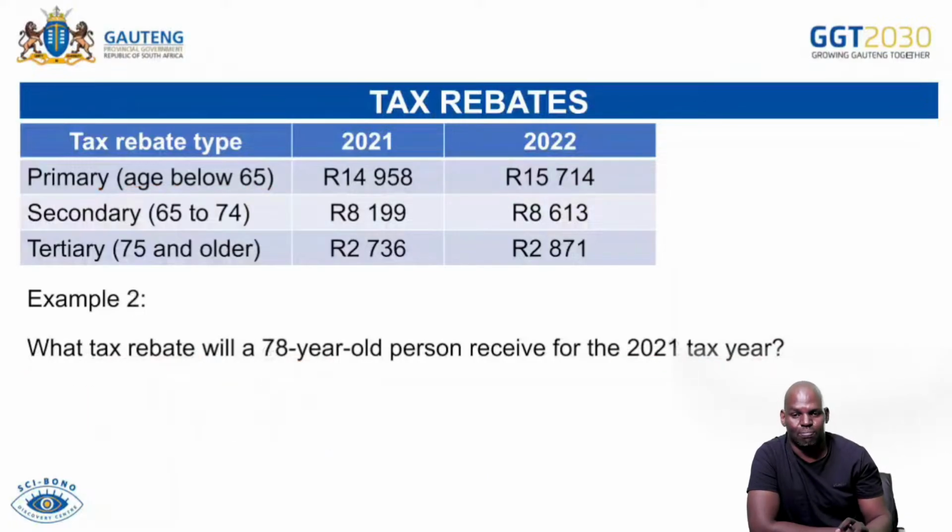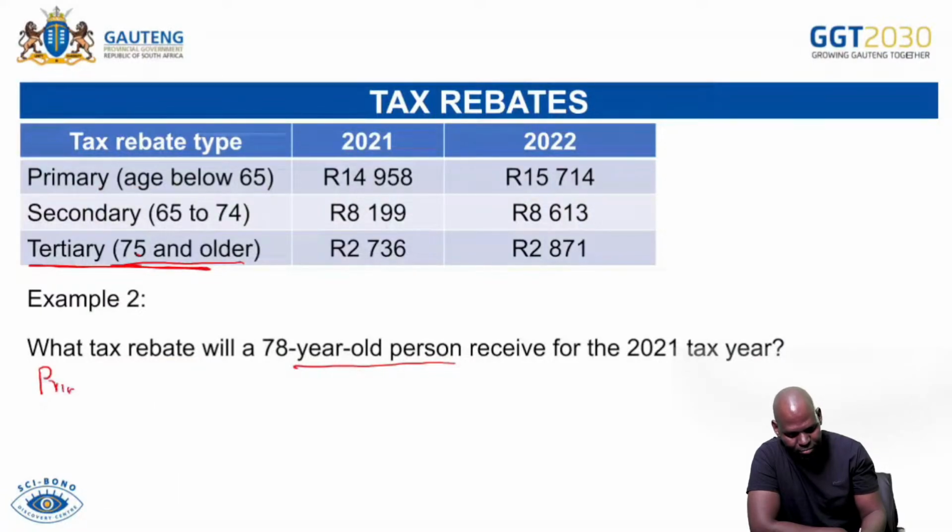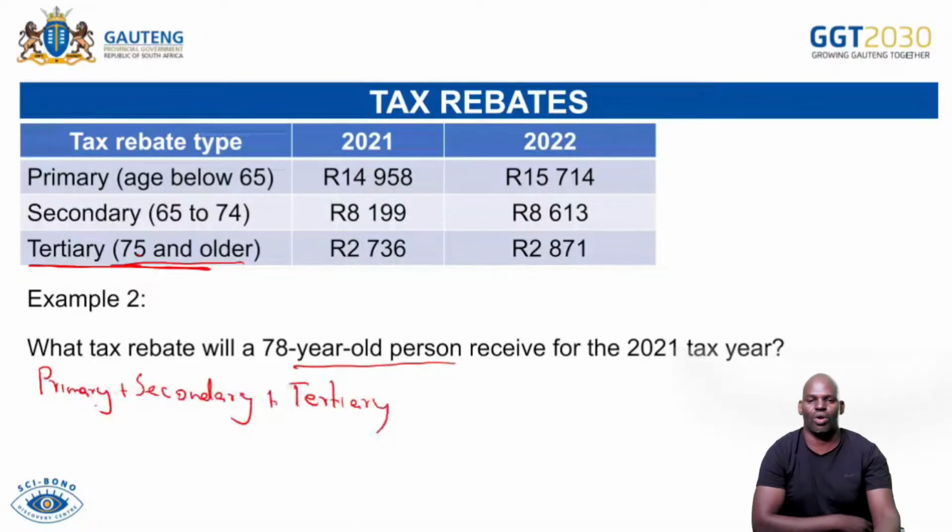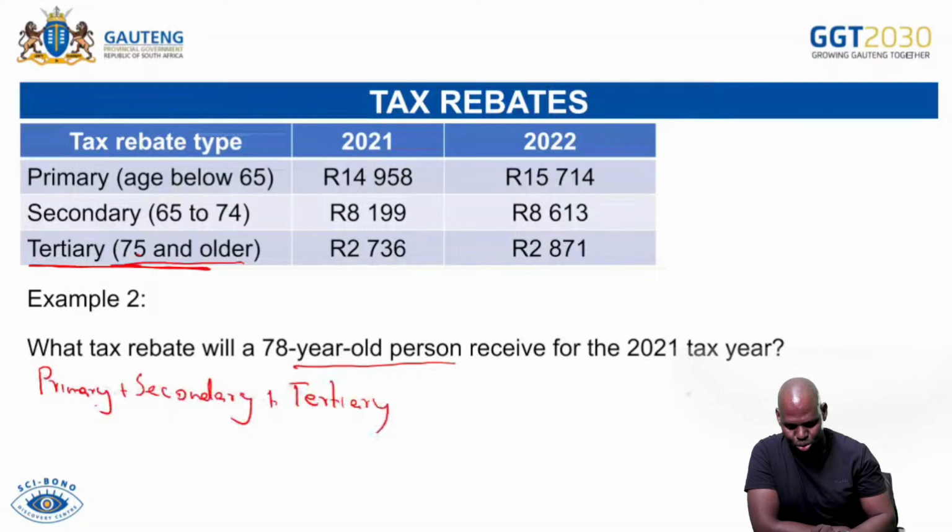Okay, then example 2, it says, what tax rebate will a 78-year-old pensioner receive for the 2021 tax year? A 78-year-old person. Now we go to our ages. We can see that 75 is tertiary, so 75 and older. So this person will receive the primary, the 3 of them, remember, plus secondary, and then plus tertiary. All 3 of them. Then we indicate the amount. This one is for 2021. Make sure that you choose the correct one, 2021.